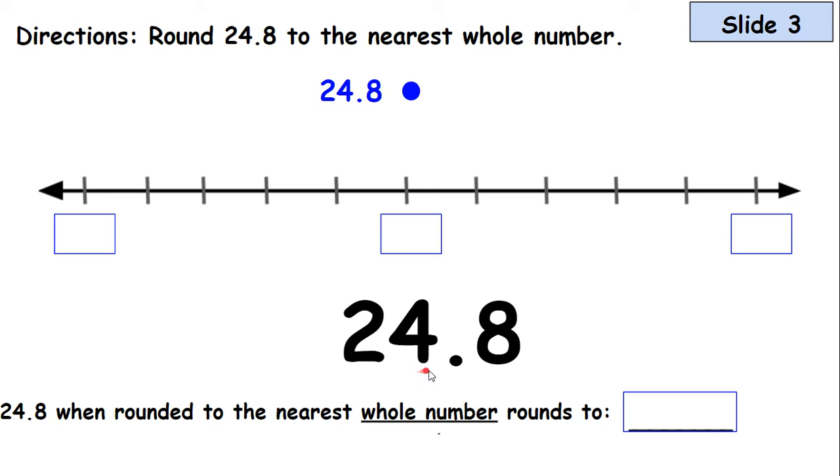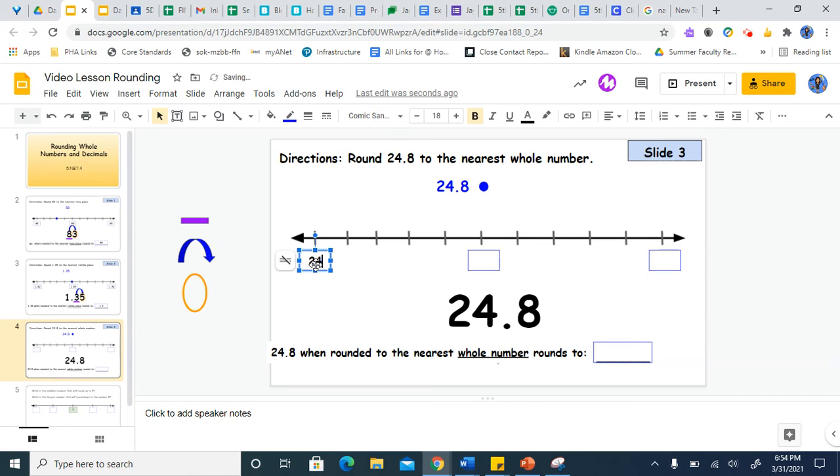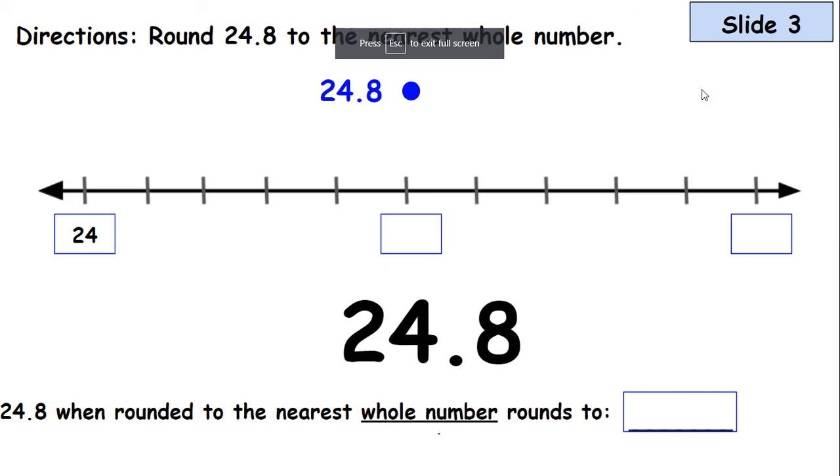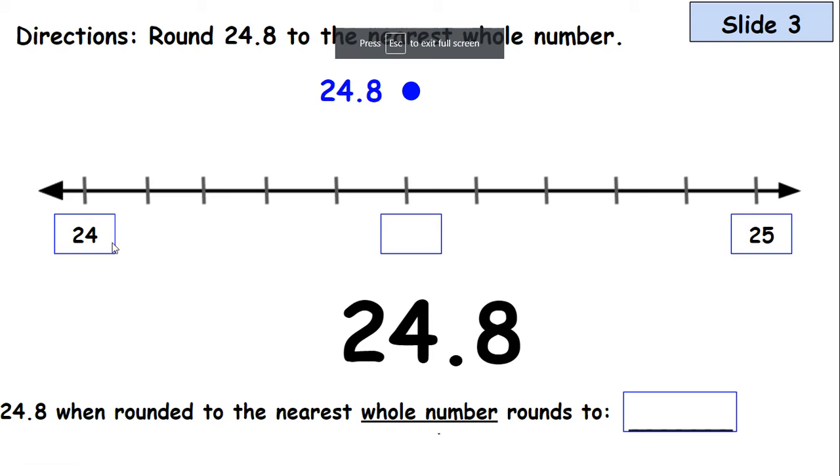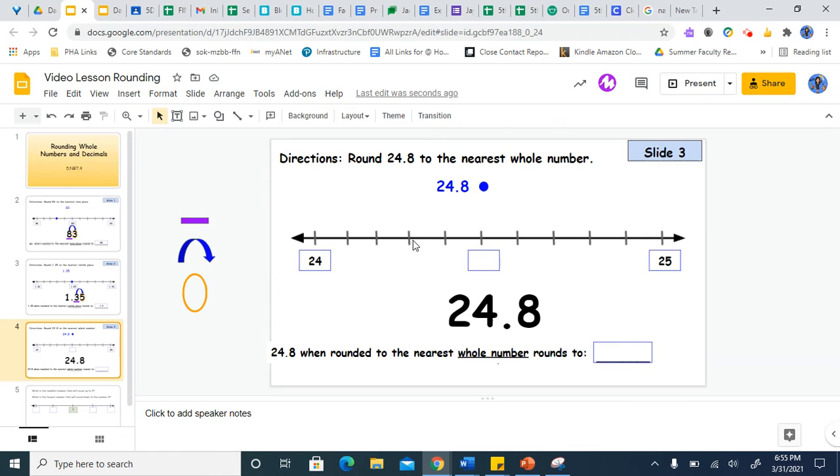But remember, there's 4 ones, but there's also 2 tens in this number. 2 tens is the same as 20 ones. So we have 20 ones plus 4 ones here. That's 24 ones. So at the start of our number line, we're going to put 24. Since we're rounding to the nearest whole number, or ones place, we're going to add one more to 24. 24 plus 1 is 25. So we're going to put 25 at the end of our number line. Halfway between 24 and 25 is 24 and 5 tenths.